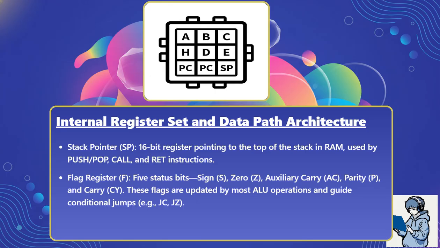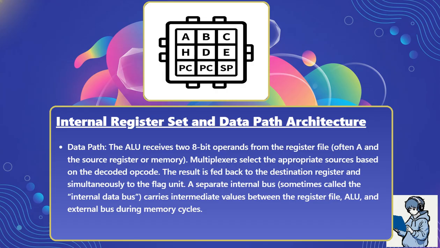These flags are updated by most ALU operations and guide conditional jumps, for example jump if carry, jump if 0. Data path: the ALU receives two 8-bit operands from the register file, often A and the source register or memory. Multiplexers select the appropriate sources based on the decoded opcode. The result is fed back to the destination register and simultaneously to the flag unit.